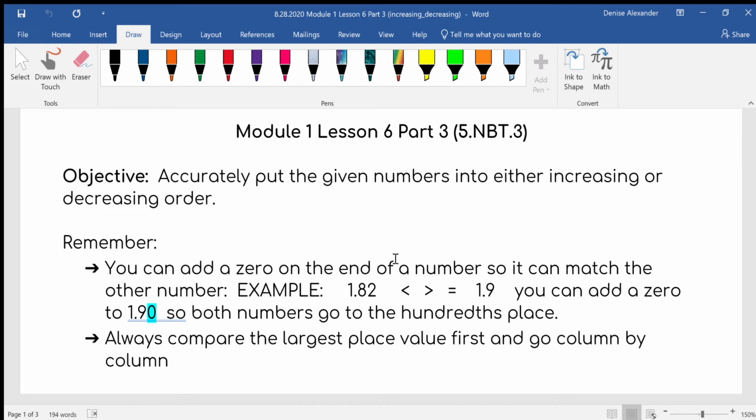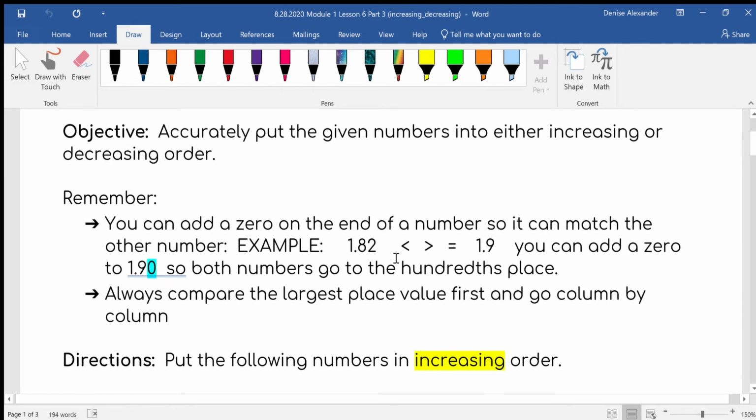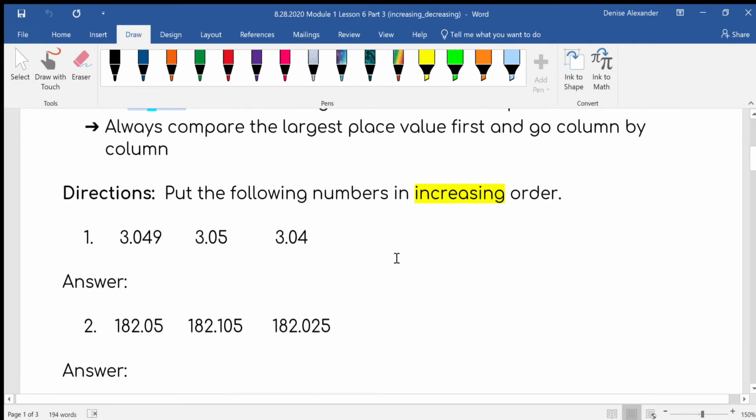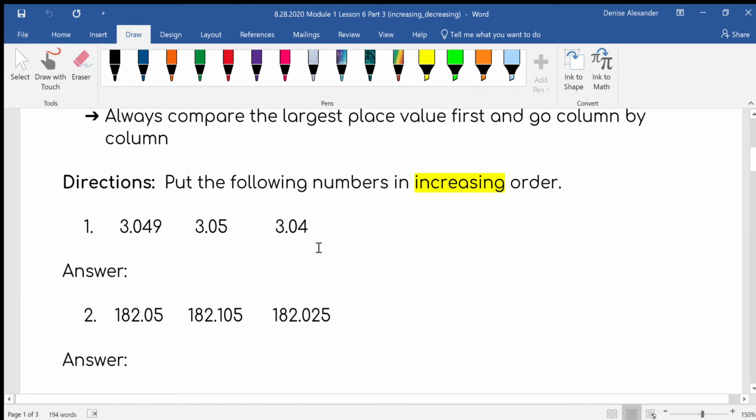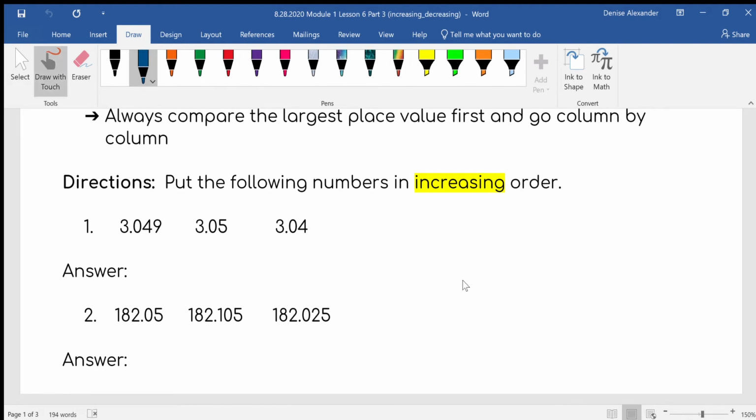So we have to compare the largest place value first and go column by column, just like we have been. But now we need to put 3 numbers in order. So the first thing I have is 3 on all of my ones. Look at that. I have 3 and 49 thousandths, 3 and 5 hundredths, and 3 and 4 hundredths. So the first thing I'm going to do is look at my ones column. They're all 3s.